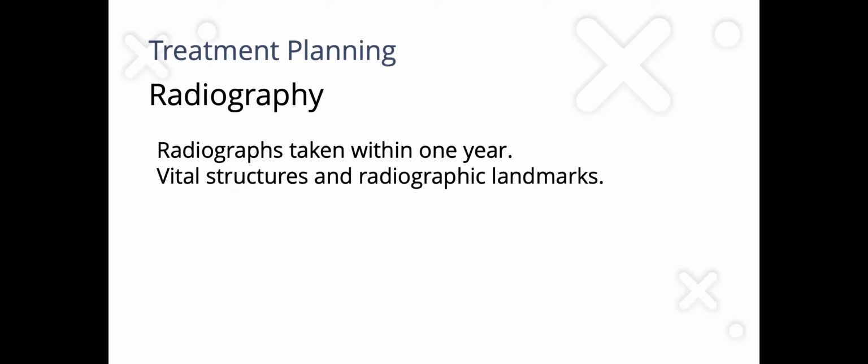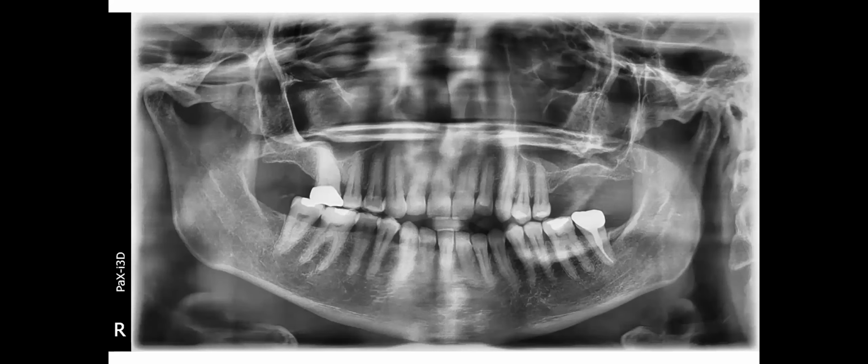Also, with radiography, you're going to be looking at vital structures and the radiographic landmarks. Some of them include, and this is a good example of what I mean by crown to implant length ratio. As we look at this one area, you still have maybe about 8 millimeters of bone. If you go into the sinus by about 2 millimeters, you can actually put a 10 millimeter implant here.